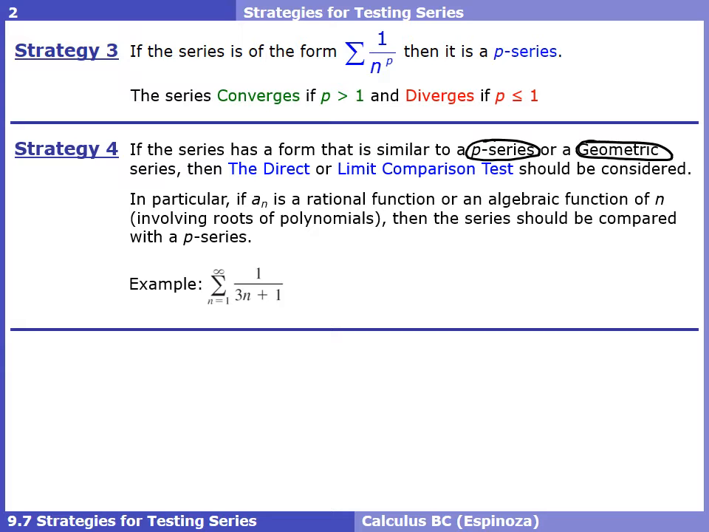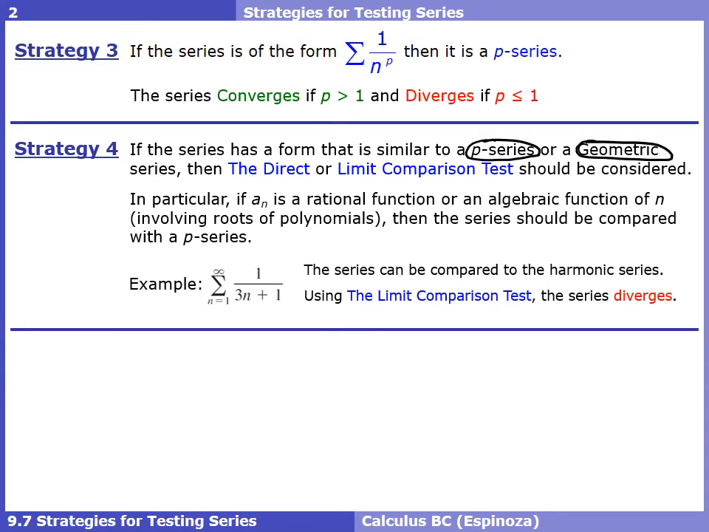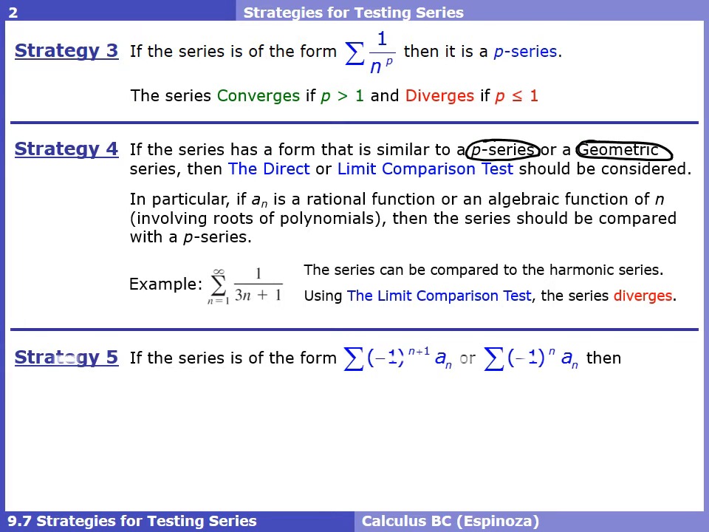1 over 3n plus 1 looks a lot like the harmonic series if you wanted to compare it to that. And I'm not going to do the problem here, I just want to go over these strategies. But if you did do this problem using a limit comparison test, you would find that this infinite series diverges.